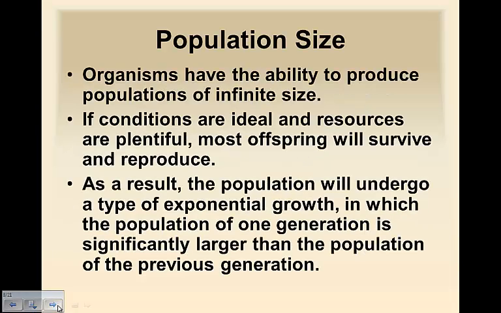Organisms have the ability to produce populations of an infinite size. They will continue to grow until, well, we'll look at what limits that. So again, if conditions are ideal and resources are plentiful, then most of those offspring are going to survive and reproduce. It makes sense. If everything is good and as it, quote, should be, then they're going to survive and reproduce. So as a result, the population is going to undergo this exponential growth.